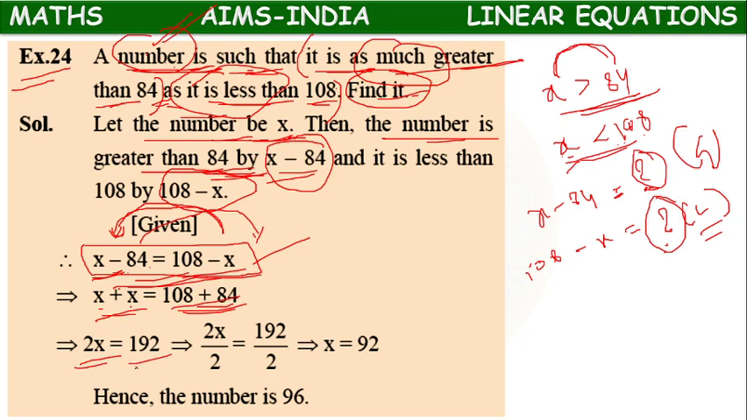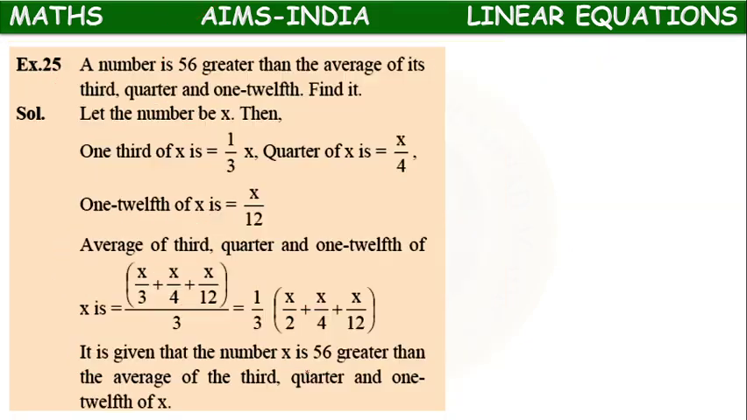108 plus 84 is 192. So this 2 will come down, or we can divide both sides by 2. The 2s cancel. x equals 2 nines are 18, 2 sixes are 12, so 96 is the answer. x equals 96. So the required number is 96.